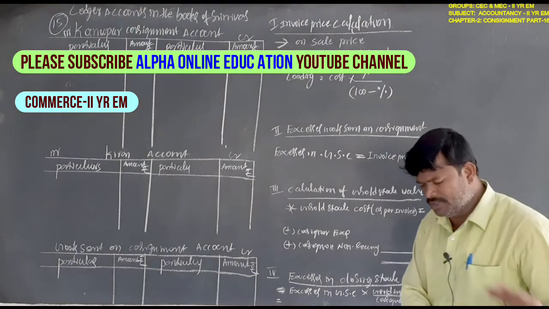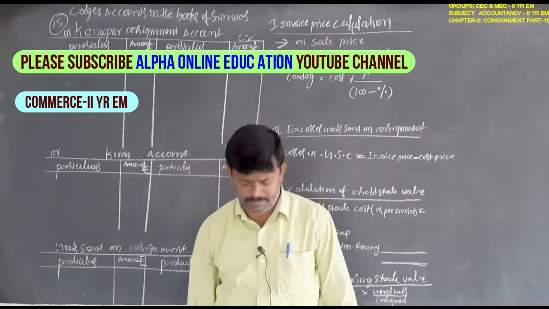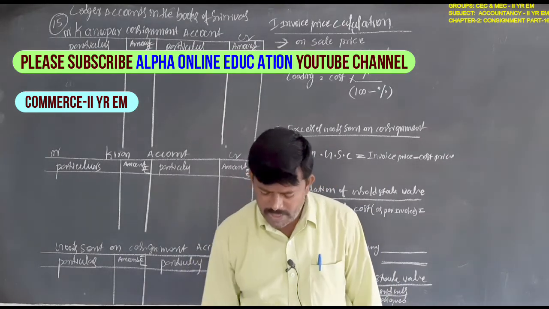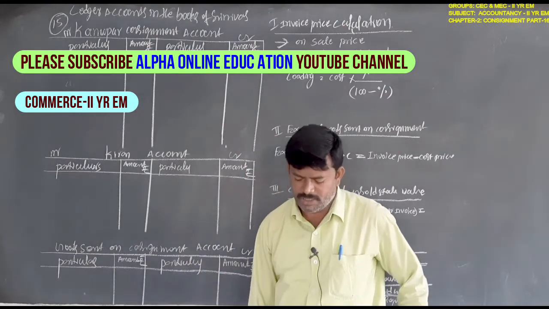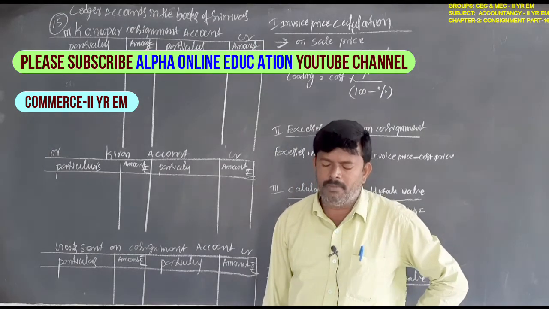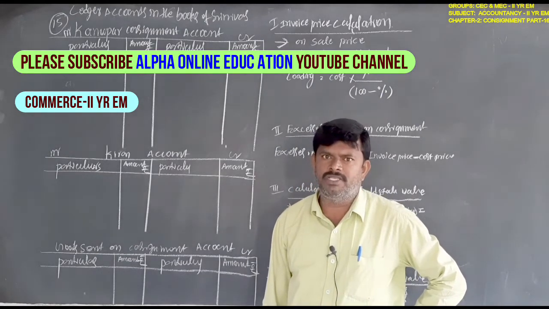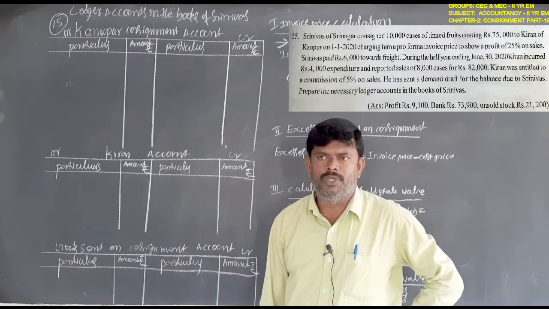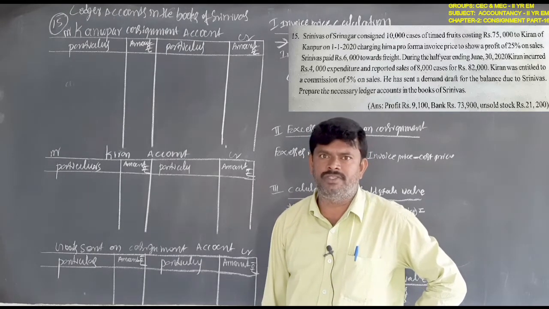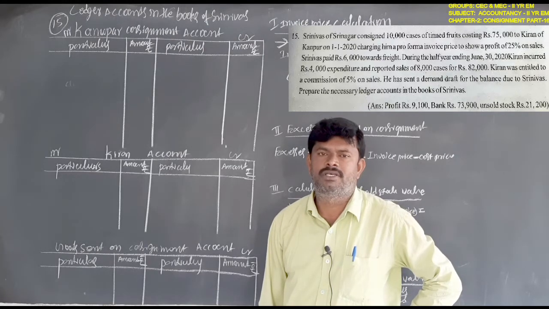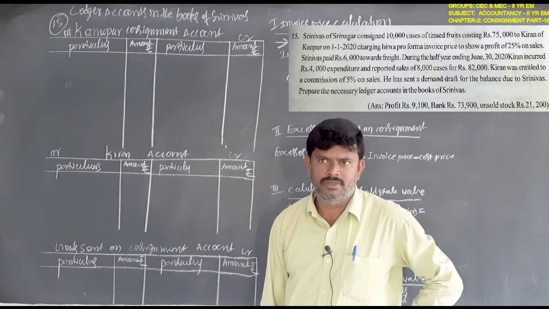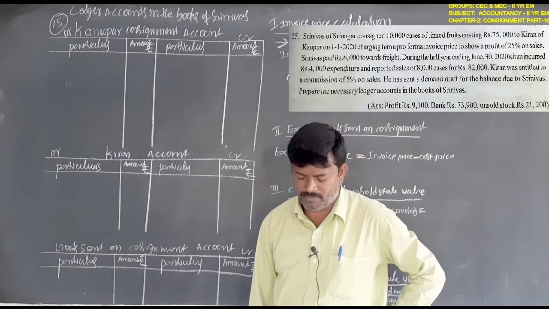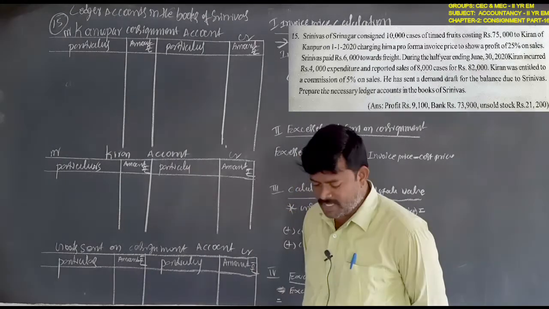Now let's discuss the 15th problem. This has some changes from the previous problem. There, the invoice price was given on cost price. In this problem, the invoice price is given on sales price. This is the variation between the previous problem and this problem. Okay, listen.